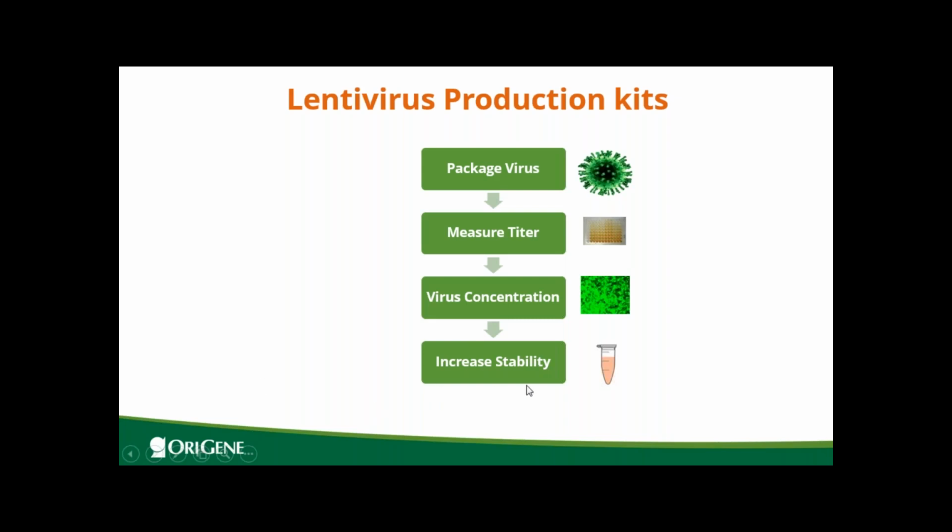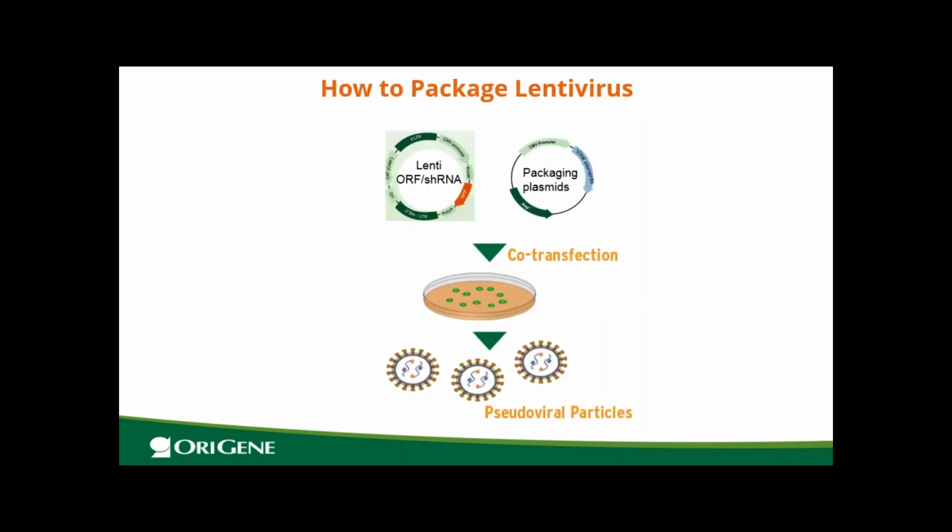So for every step, OriGene has a kit or reagent that can be used. For the packaging, we have a high packaging efficiency kit and a titer kit to measure the titer. The concentrator is a reagent that can be used to concentrate the virus. And the lenti stabilizer is the buffer that lentivirus can be resuspended into, which can increase the stability during storage. I will give you more details in the next few slides.